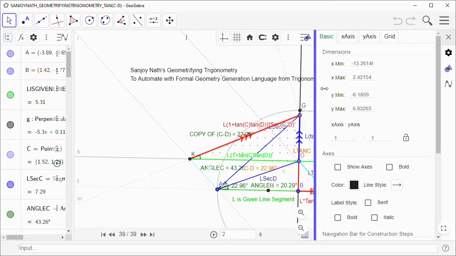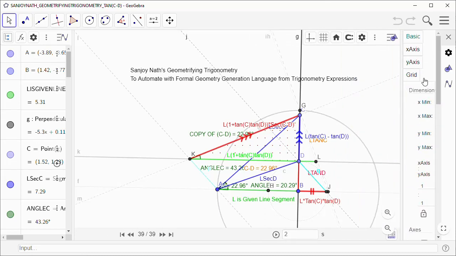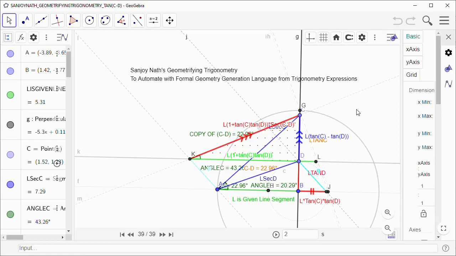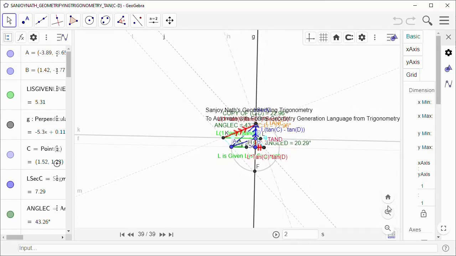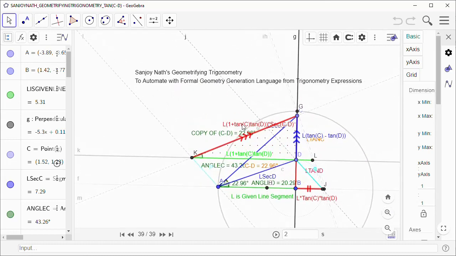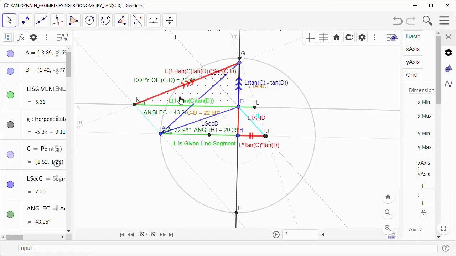to show tan C minus D derived as the Euclidean geometry. Normally we do the trigonometry in algebraic way, but we don't do trigonometry in geometric way.